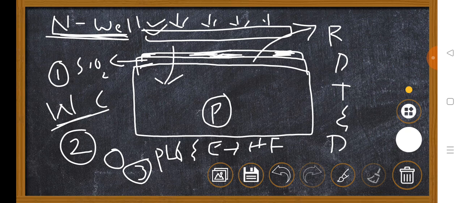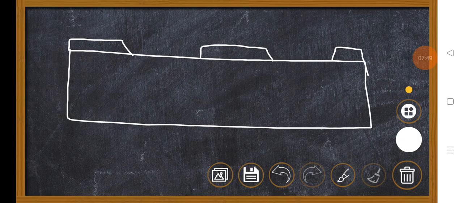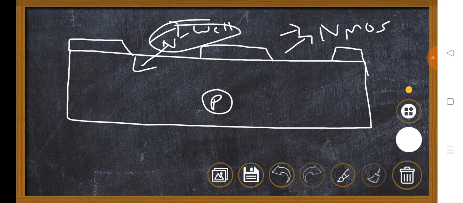Is it clear? After this step, will anybody from the class tell me how the structure will be? Absolutely, this is the structure. Now if you observe, I opened two windows in my oxide. This is for what? This is for my N well. And this is for what? This is to form which transistor? Absolutely, the NMOS transistor. Don't forget, this is for my N well. In the N well, I am going to form which transistor? The PMOS transistor. I hope you are clear.